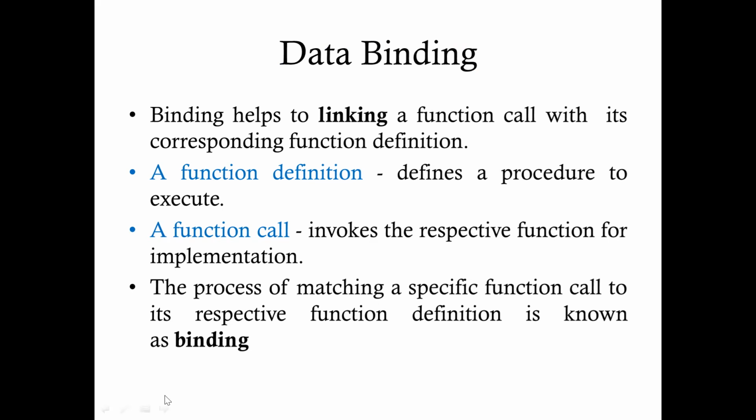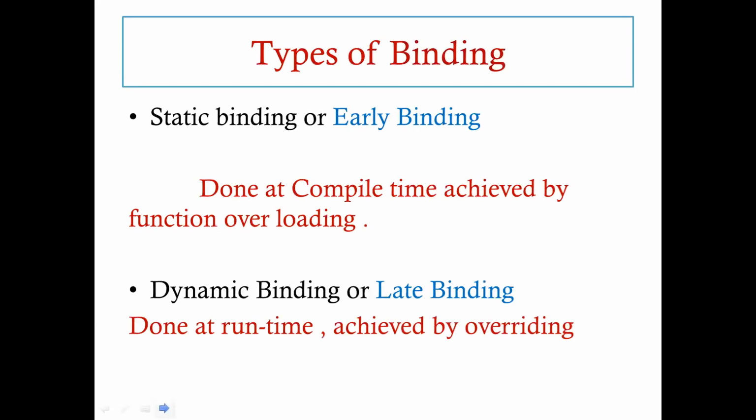In C++ or in an object-oriented environment, there are two kinds of data binding. One is static binding and the second one is dynamic binding. Static binding is also known as early binding. It is done at compile time, and it is achieved in C++ by using the function overloading concept. Whereas dynamic binding, or late binding, is done at runtime. In C++, this concept is implemented by using the function overriding concept.